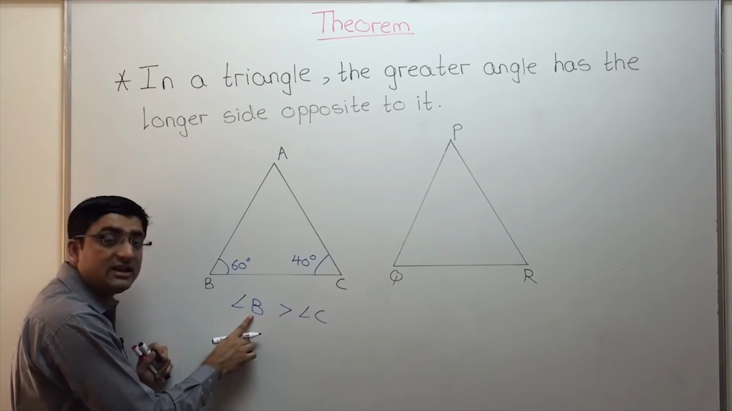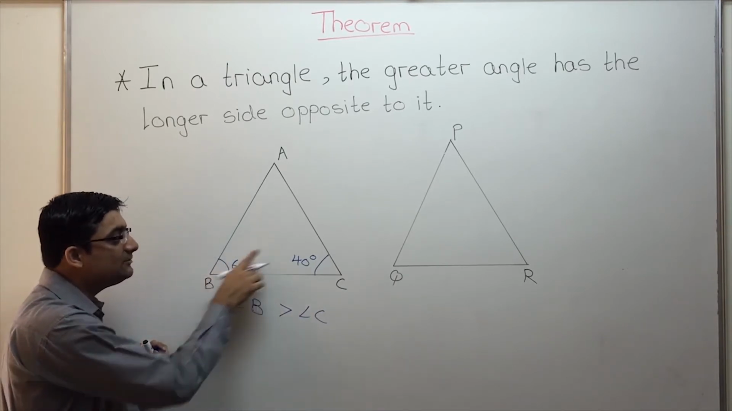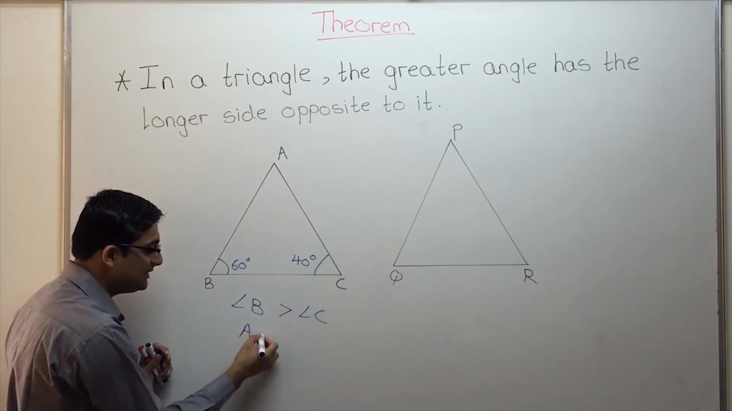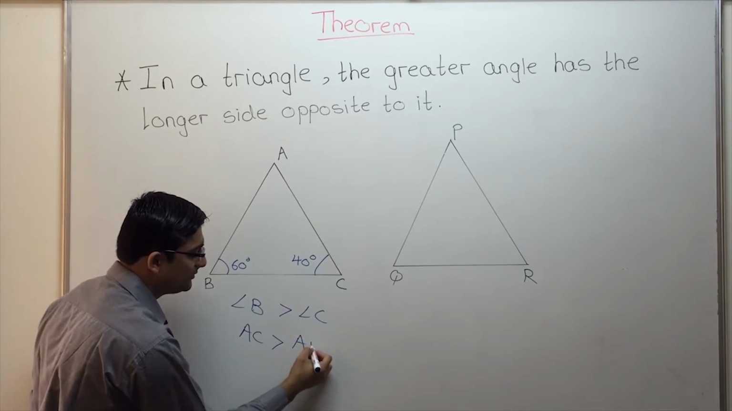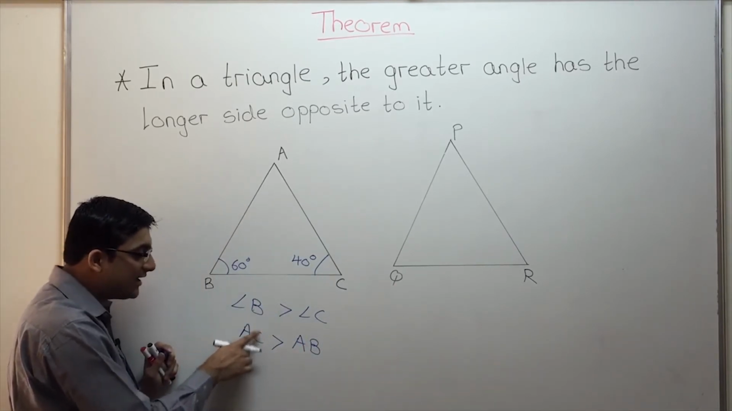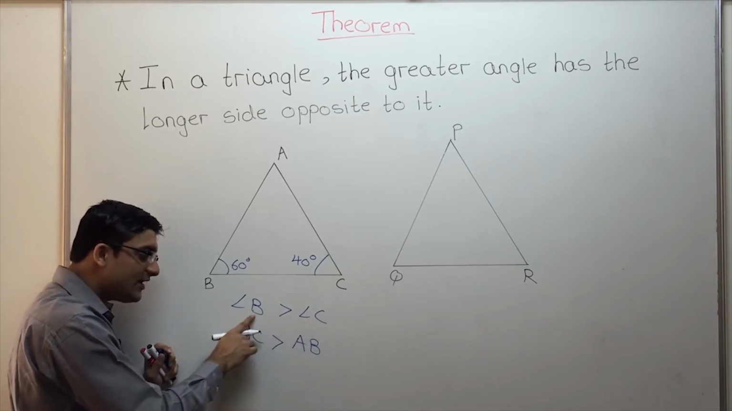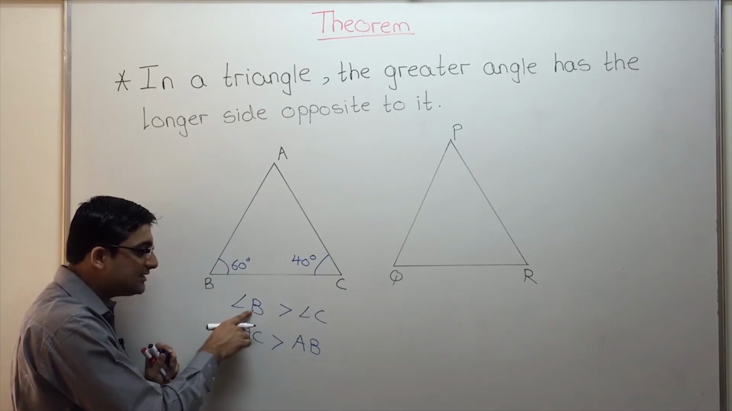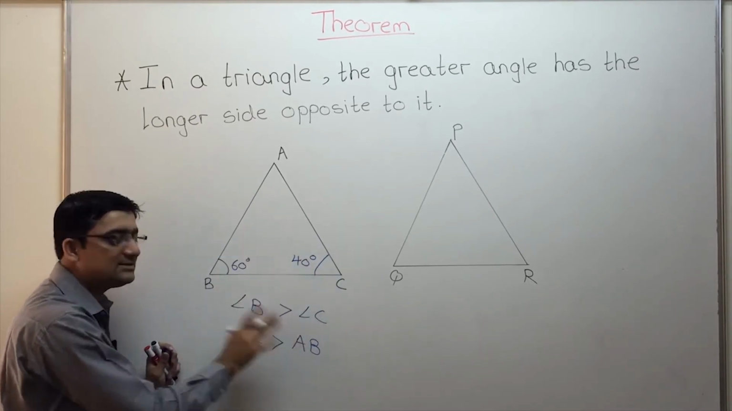That means the greater angle will have a longer side opposite to it. So which is the side opposite to angle B? AC. That means AC will be longer than the side opposite to angle C, that is AB. Right? Previously we learned that if AC is greater than AB, then the angle opposite to AC is greater than the angle opposite to AB. Now the other way around. If angle B is greater than angle C, then the side opposite to angle B, that is AC, will be longer than the side opposite to angle C, that is AB.